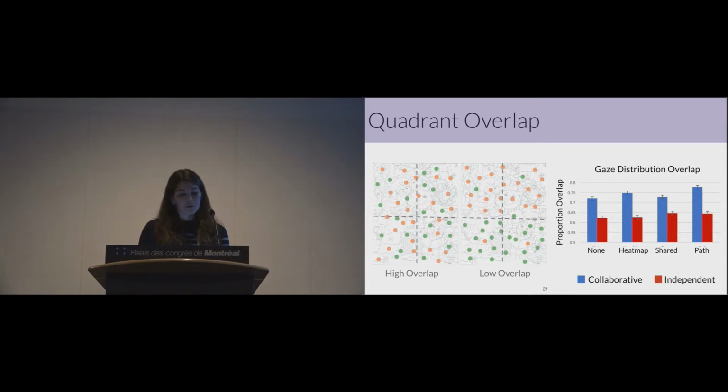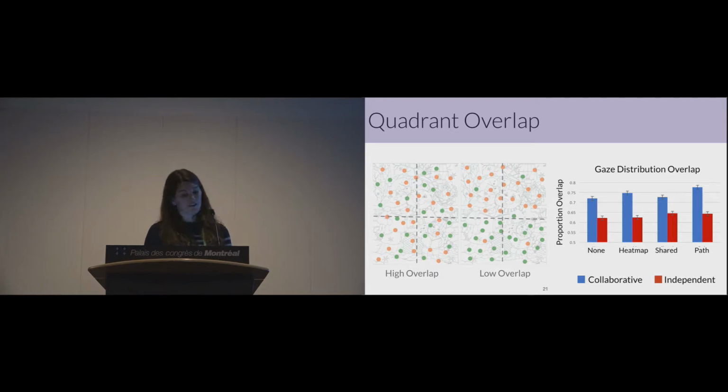And so to look at the results, we see the collaborative searches in blue and the independent searches in red. And what you'll notice first off is that the collaborative searches have significantly more gaze overlap than the independent searches. And this makes sense because they are searching for the same object, so at some point they will have to come together in the same quadrant to locate the object.